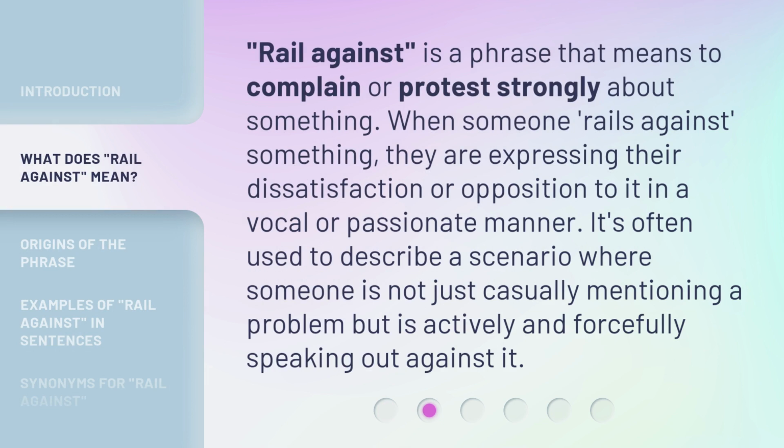"Rail against" is a phrase that means to complain or protest strongly about something. When someone rails against something, they are expressing their dissatisfaction or opposition to it in a vocal or passionate manner. It's often used to describe a scenario where someone is not just casually mentioning a problem but is actively and forcefully speaking out against it.